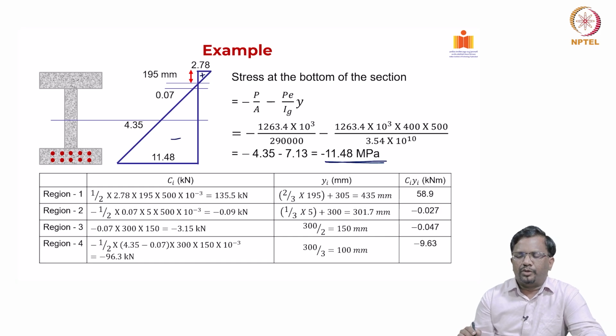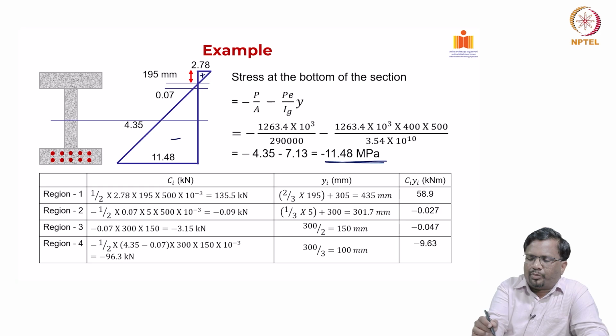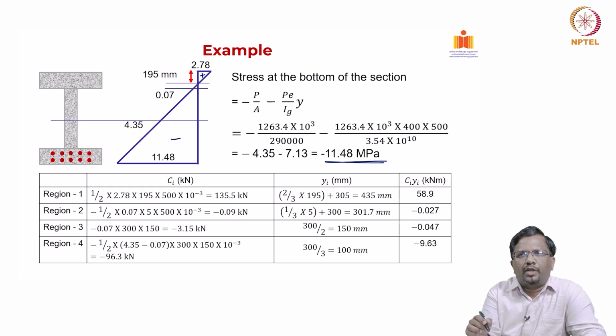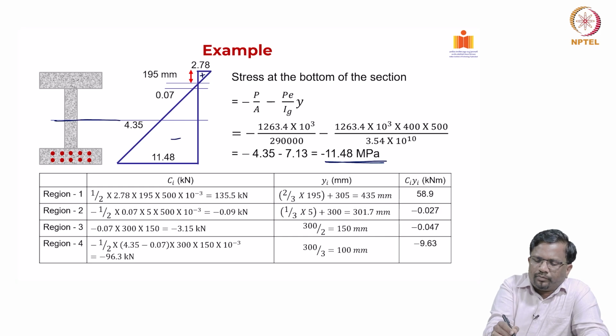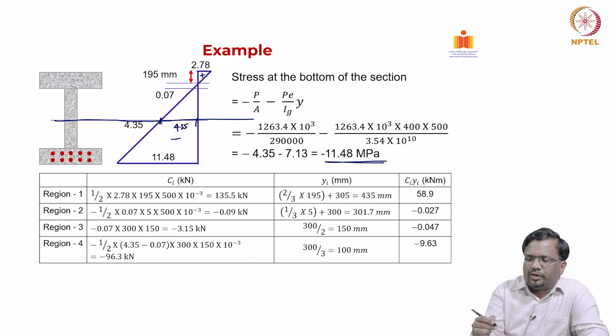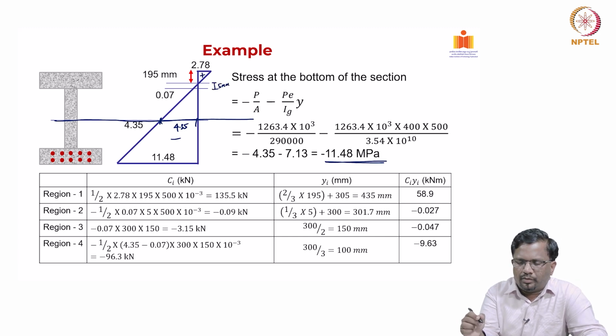Now, what we are going to do is divide and take all the compression force of different regions, and we are going to take the moment. Now, this is the CG. At this location I am having 4.35, and this location is about 5 millimeter. So, you are dividing them into multiple regions and then we are doing the calculations.